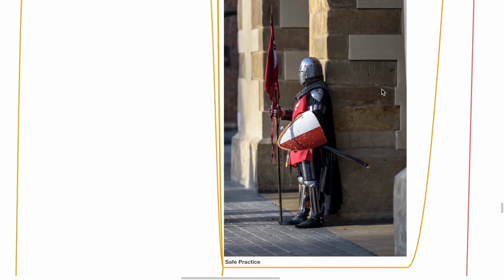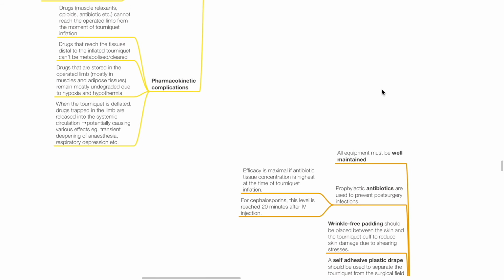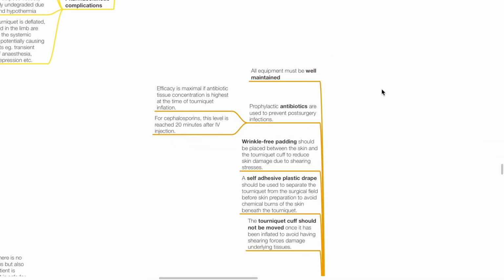Safe practice. All equipment must be well maintained. Prophylactic antibiotics used to prevent post-surgery infections should be administered early such that the peak level occurs just prior to tourniquet inflation. For cephalosporins, this level is reached 20 minutes after IV injection.